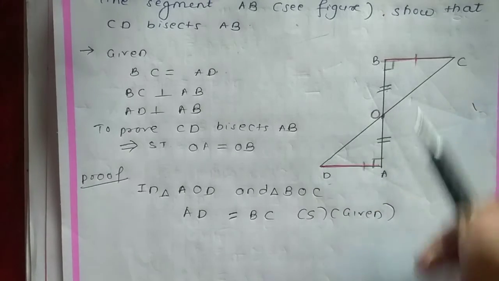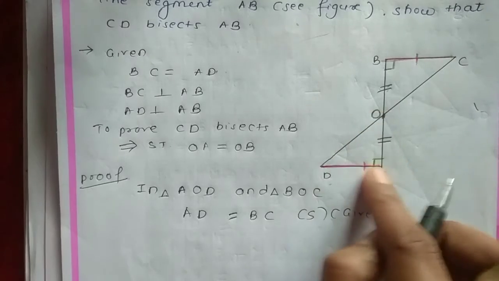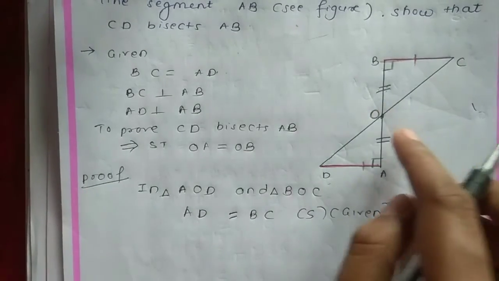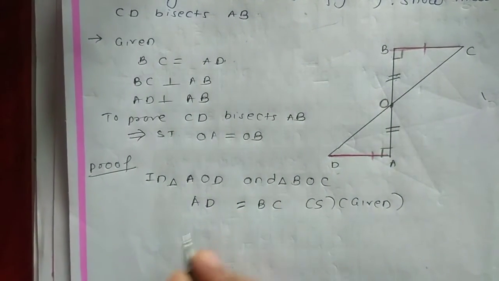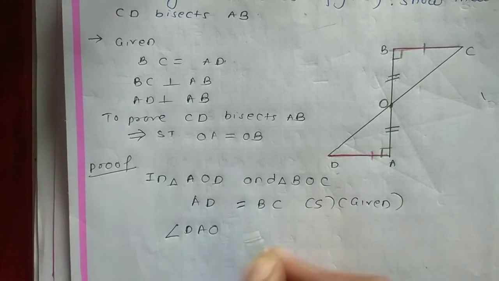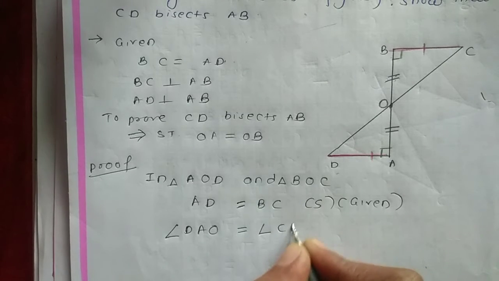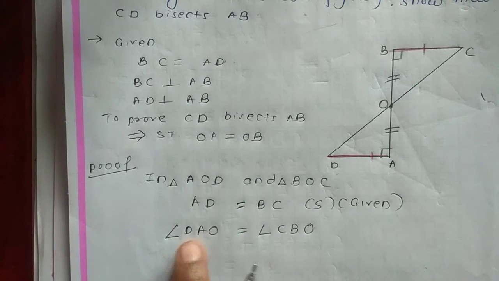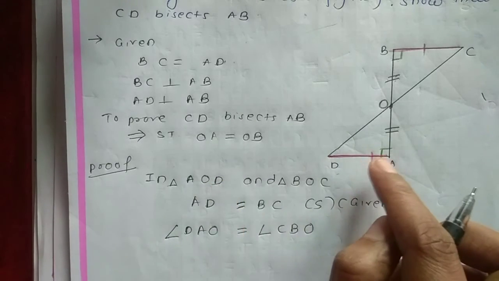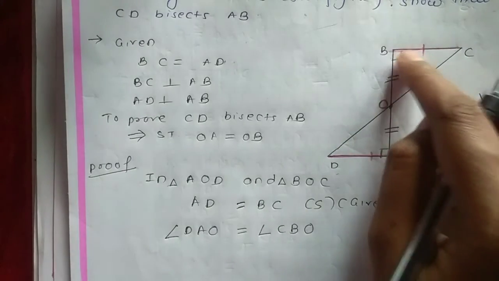So these two are perpendiculars, which means they make a right angle, and they are equal. In triangle AOD, which angle is the right angle? Angle A. You can write this as DAO or OAD, however you like. So here angle DAO equals angle CBO. See here, DAO is a part of triangle AOD. Next, here B and A are equal.